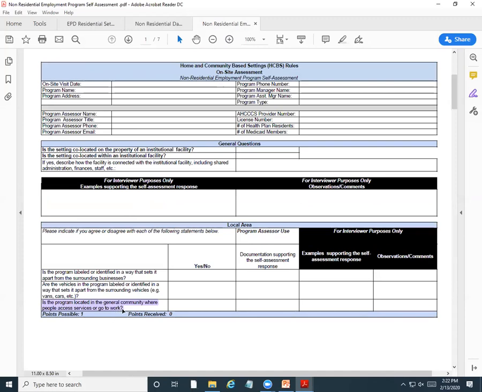Again, it has the two questions that we've seen in the residential and day program. Is the program located in the general community where people access services or go to work? So since this is an employment program, is it located somewhere where people could actually get a job and work? Is it out in rural Arizona with no one around it?